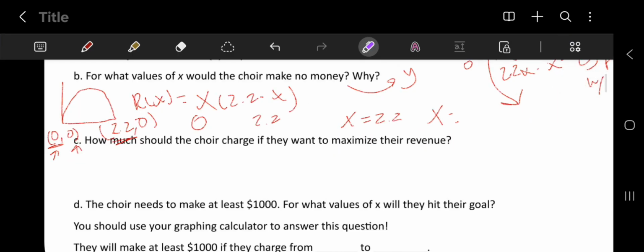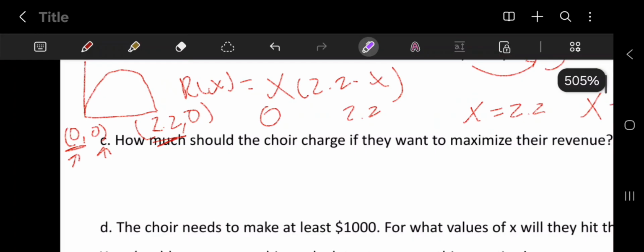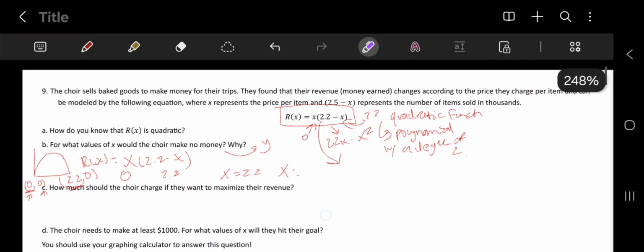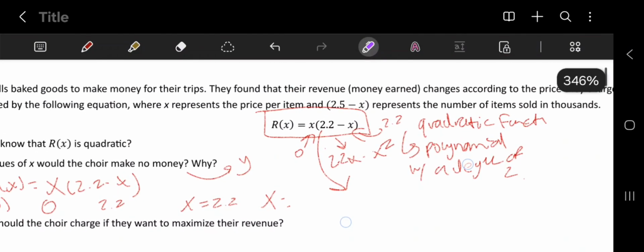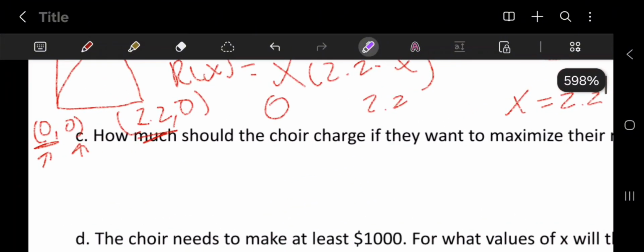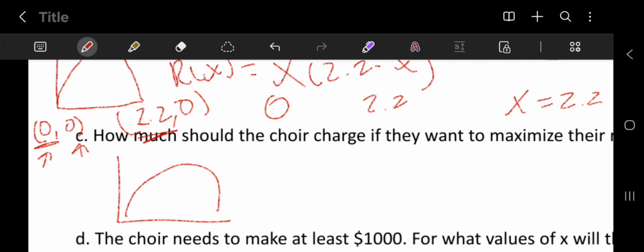So this is also where you kind of have to get to thinking, because when you read this question, at least personally, I'm like, how am I supposed to figure this out, right? But let's think about it real quick. If we understand that the equation to find the revenue earned by the choir is quadratic, since it's quadratic, we know we are going to have a parabolic shape. And the quadratic function is going to have a vertex. And that vertex is going to represent our maximum. So our vertex should be somewhere here, right?